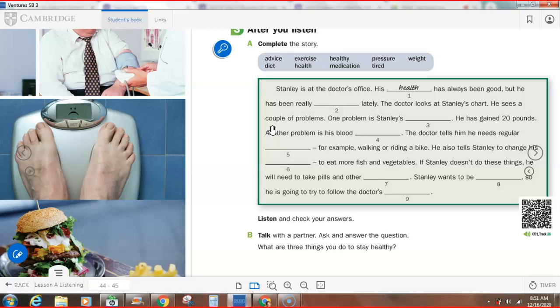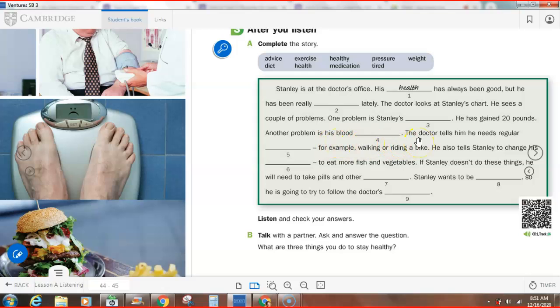A couple of problems. Let's get that S on there. Yep, problems. One problem is Stanley's weight. Good. He has gained 20 pounds, and another problem is his blood pressure.